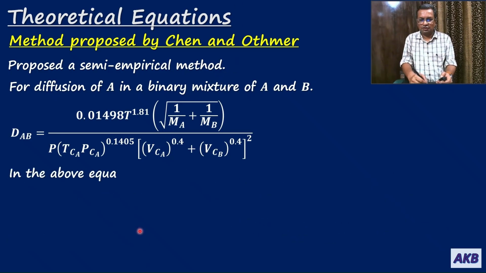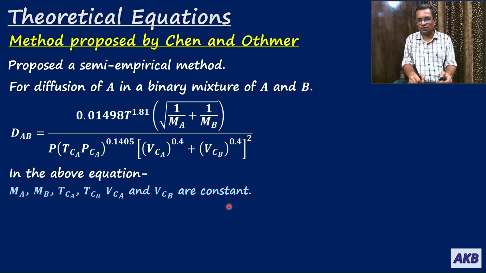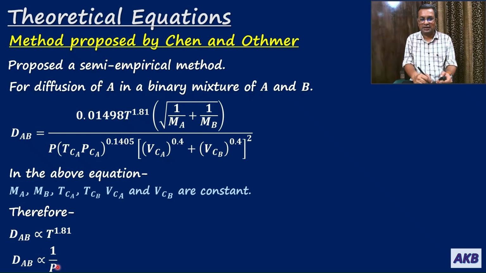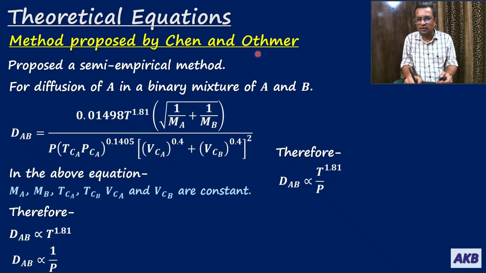Let us move ahead. In the above equation, MA, MB, TCA, TCB, VCA and VCB, all these are constant. So that means according to this equation, DAB is proportional to T raised to 1.81 and it is inversely proportional to P, or DAB is proportional to 1 by P. And if you combine these two, you have DAB proportional to T raised to 1.81 divided by P. So according to the equation proposed by Chen and Othmer, DAB depends on temperature and pressure in this way.